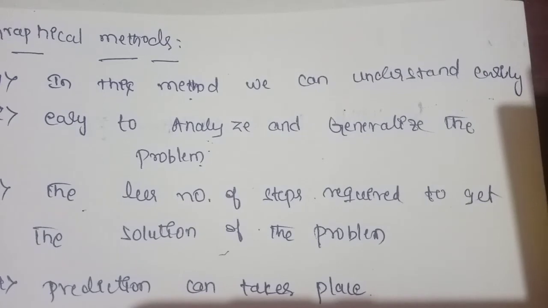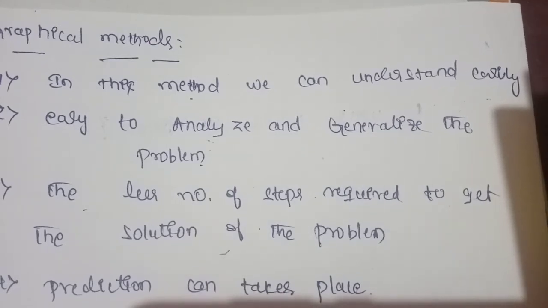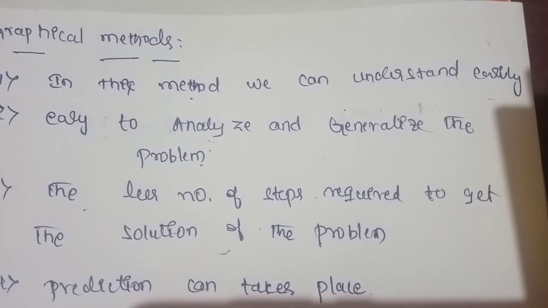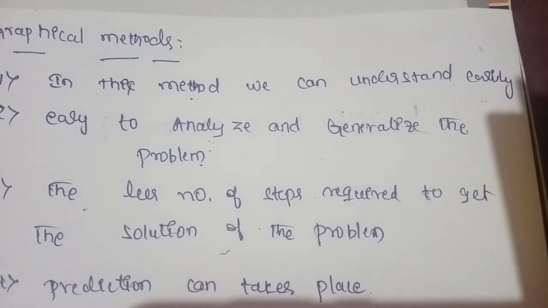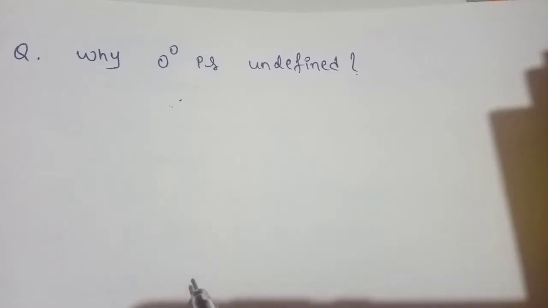Using these steps, now we are going to prove the identity that 0 power 0 is undefined. In that identity, let's see how the graphical method helps to determine that this function is undetermined. Let's come to my problem. Why is 0 power 0 undefined? Here I told you I am using the graphical method.